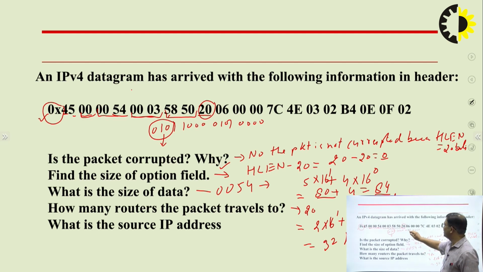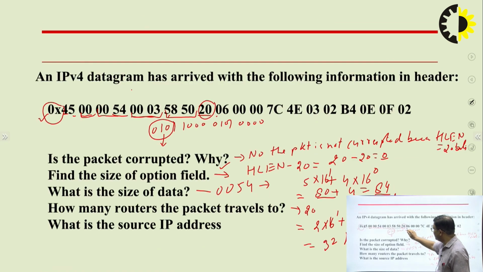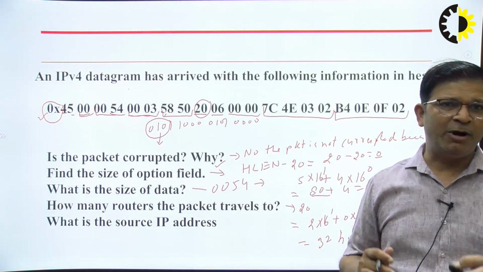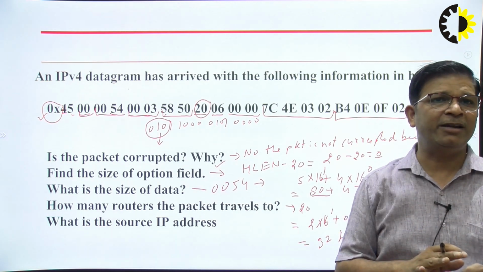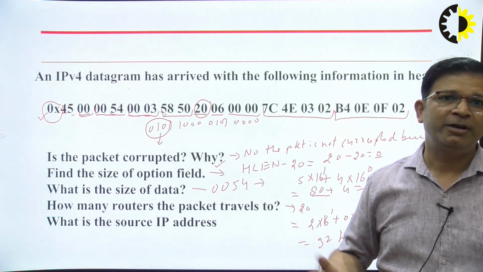Next is 17, the 00 field. Checksum is this one. These are the source address and this is the destination address. So what is the source IP address? Source IP address is 7C4E0302. Destination IP address is B40E0F02. You can convert it into decimal representation. You have already studied how to convert a hexadecimal IP address into decimal notation of IP representation.